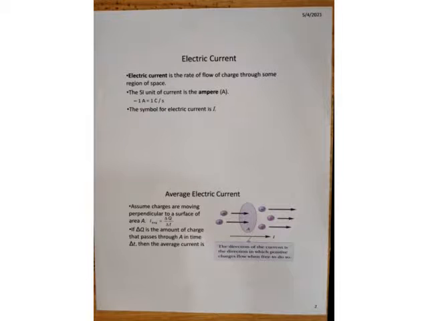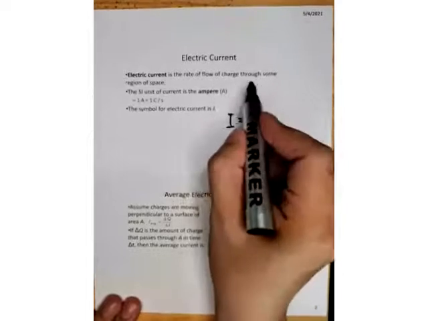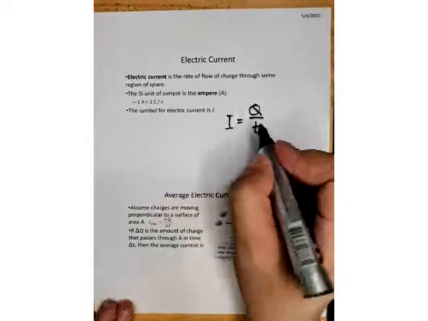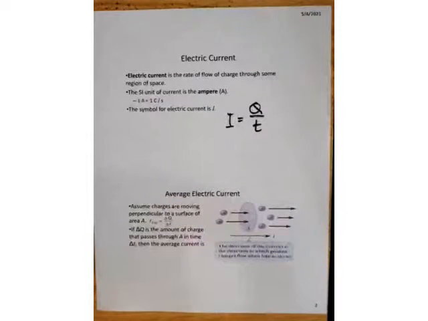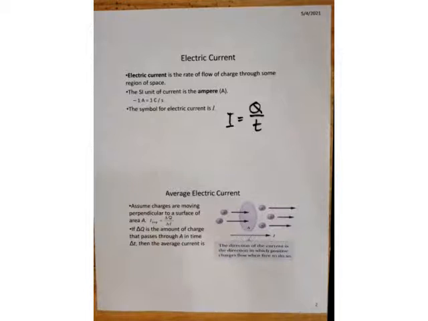So, generally, current is the rate of flow of charge through some region. If it is a rate of flow, that means it is Q over T. Q is our charge, which is in coulombs, and T is in seconds. So, coulombs per second, and coulombs per second is 1 ampere.